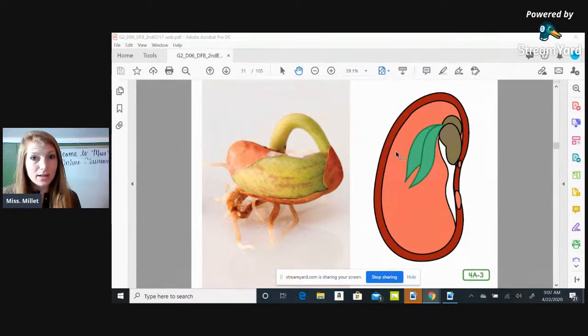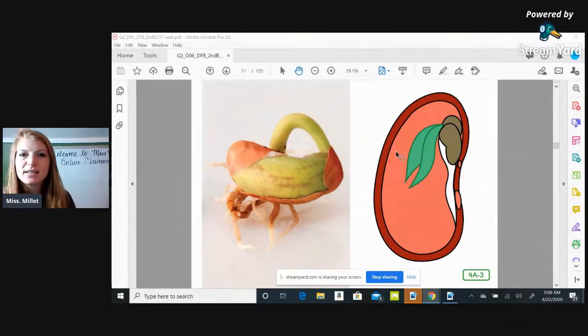Let's say those three things together. Let's see if you can do them on your own first. There are three of them. One, two, three. What are those three things? We have a root, stem, and leaves.